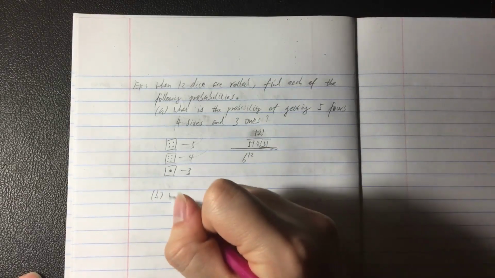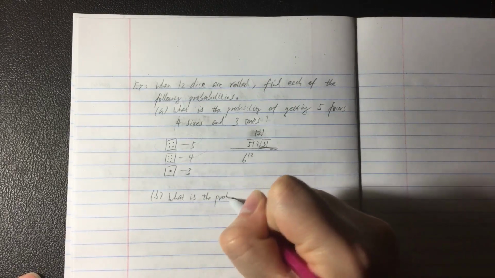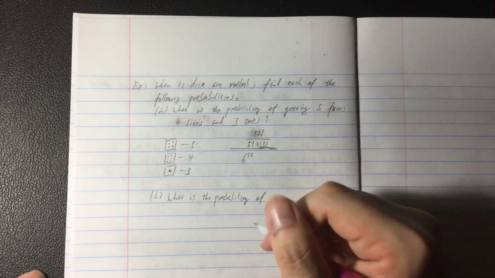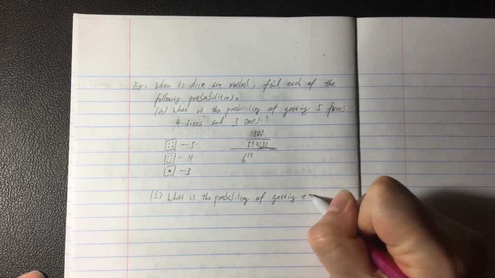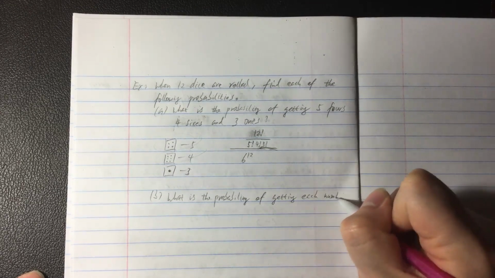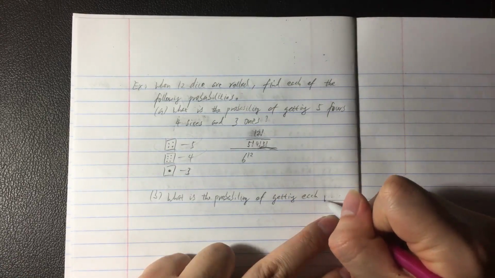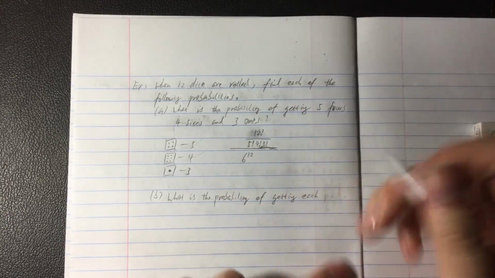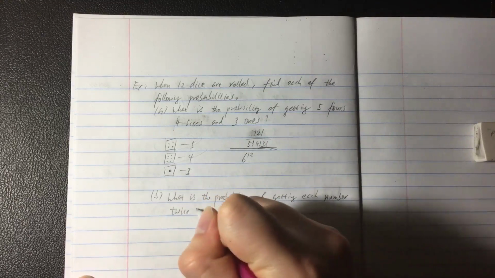Part B. What's the probability of getting each number exactly twice?